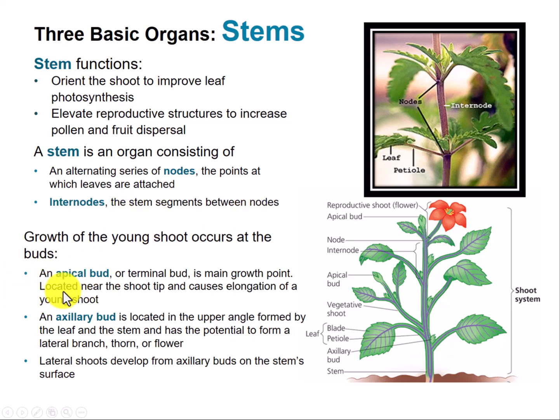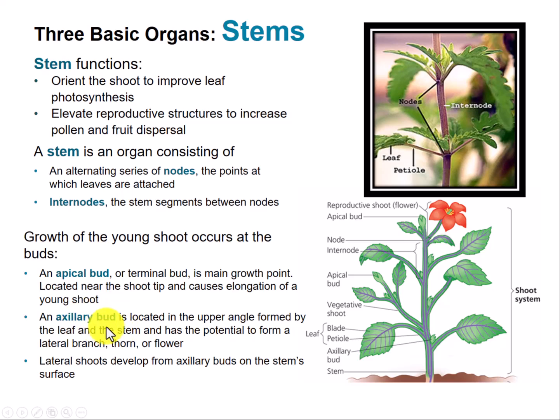The growth of our stems, so growth of a young shoot, occurs at the apical, meaning tip. So it's going to occur at the tip. You can see here an apical bud at the tip of this plant. Also, you'll hear it called a terminal bud. This is our main growth point, and it aids in elongation of a young shoot.